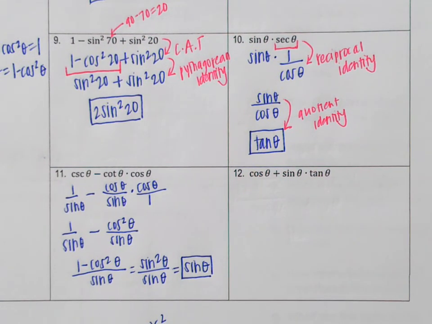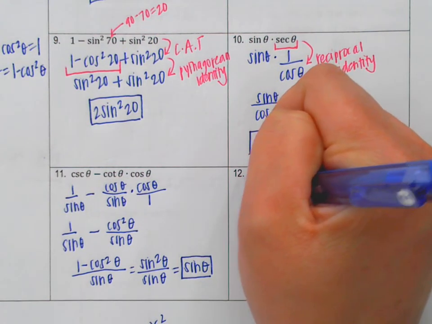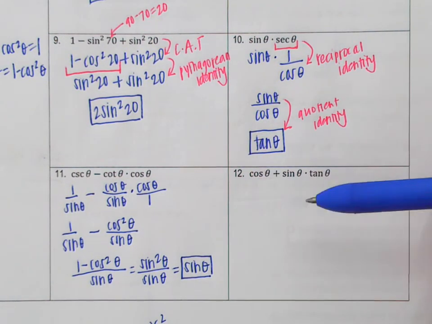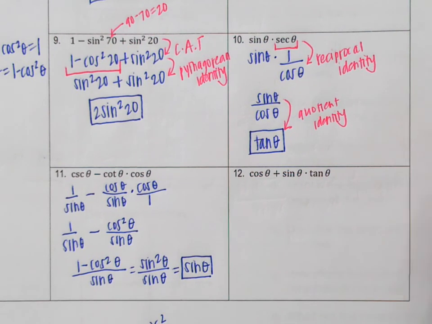Okay, try 12. I want you guys to try 12. It's a little bit challenging like 11, but I think you guys can do it. You got this. So pause me where you're at and then try it on your own and then come back and check your work. Okay, so you should be coming back to check your work. I am going to start by writing everything in terms of sine and cosine.